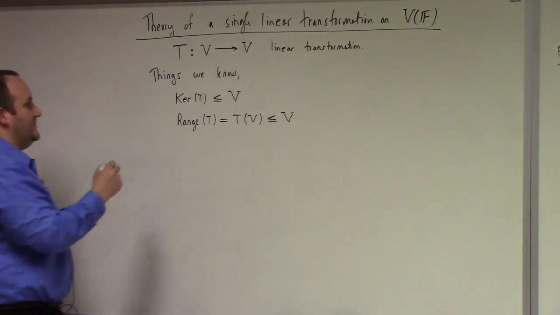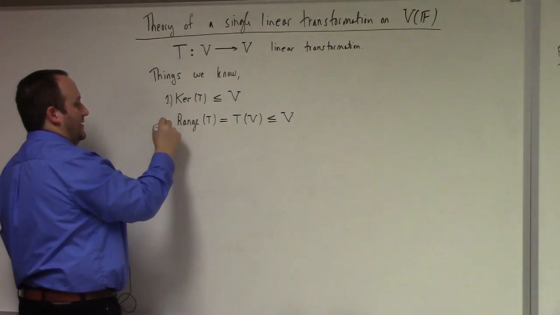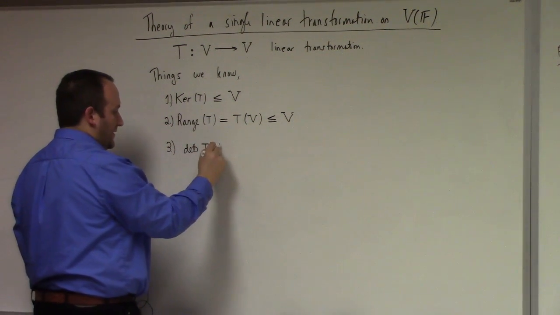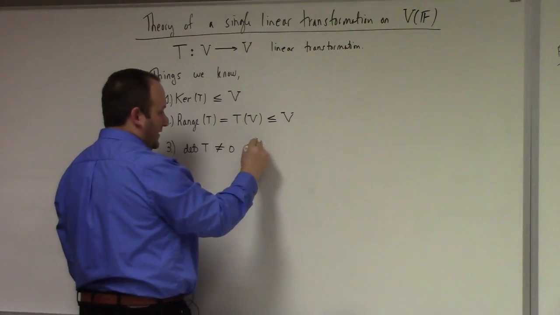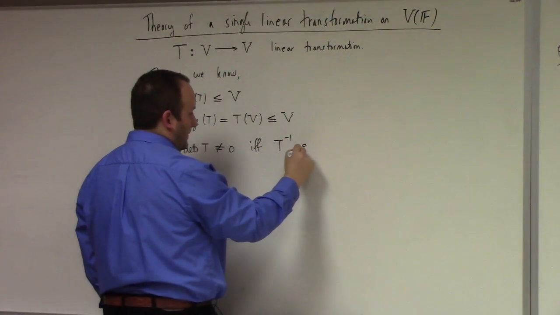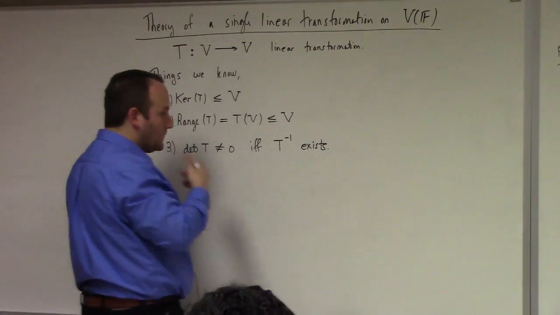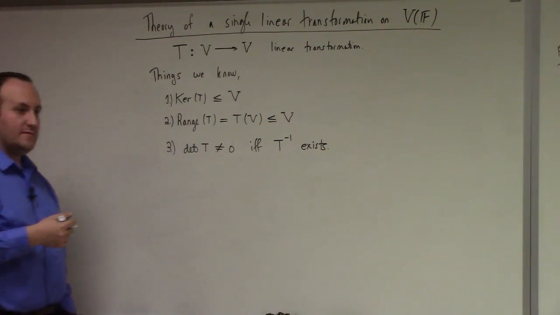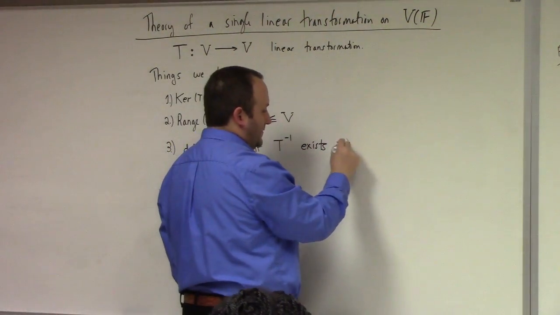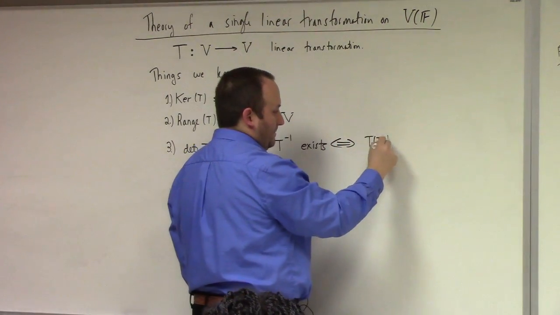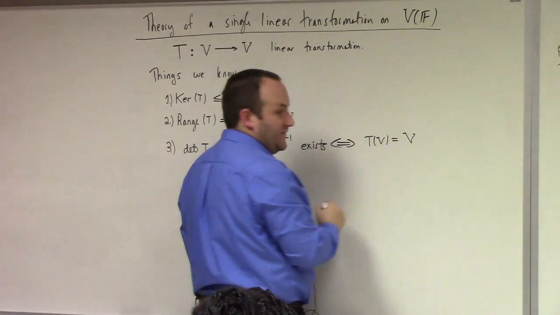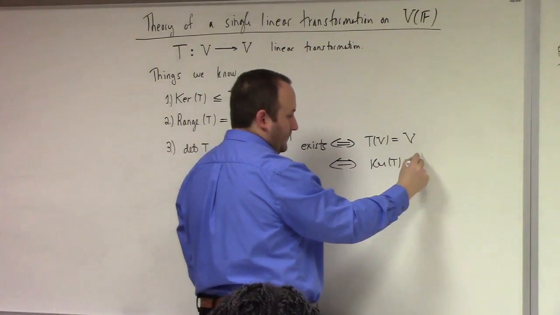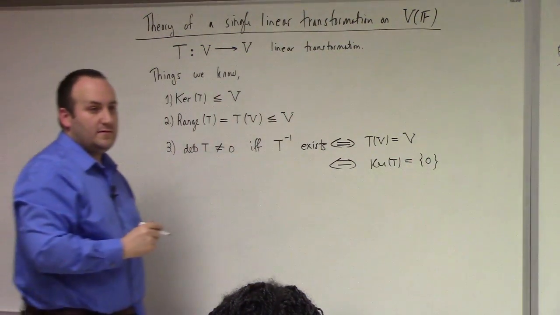Those are basic things we know. Here's a slightly more technical thing we know. The determinant of T is not equal to 0 if and only if T is invertible, right? Can you add to this equivalence? I can add a few things. If and only if T of V equals what? V again, right? If and only if what? The kernel is just 0, right?